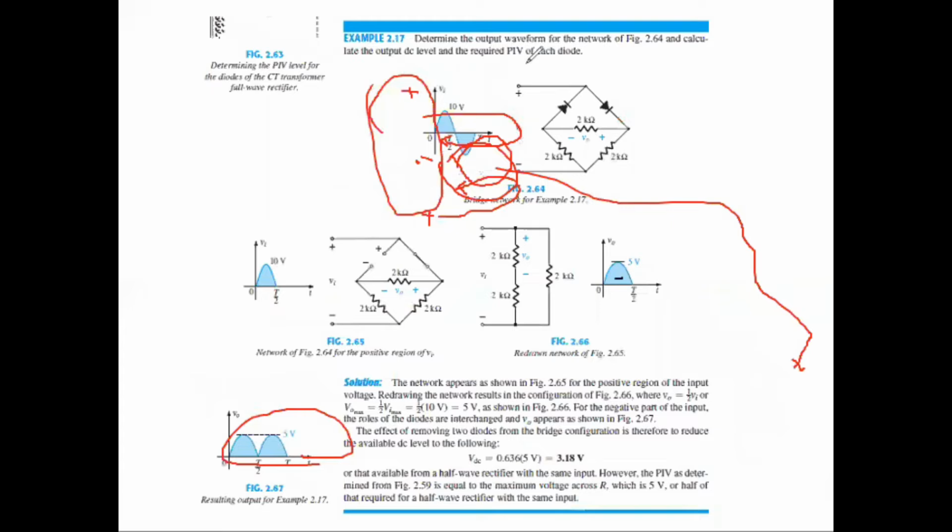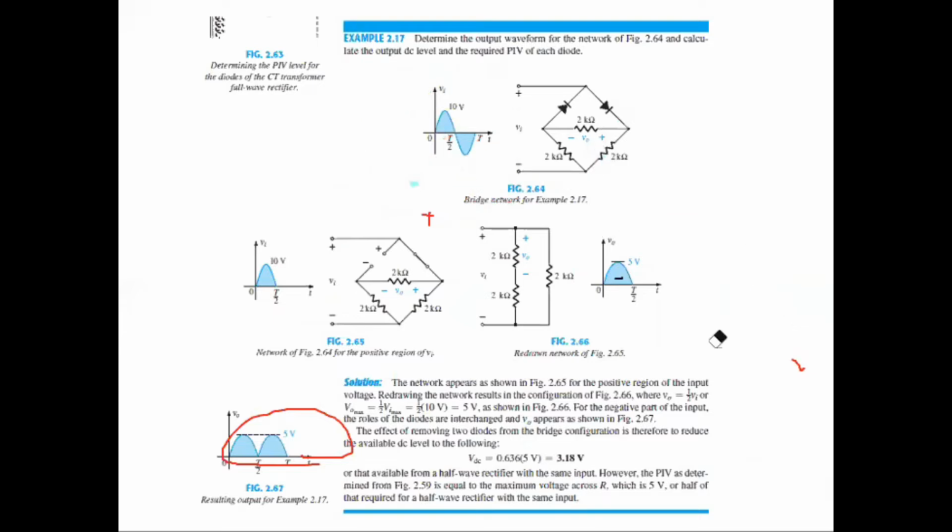This is the circuit, and this is basically a simple question which is asked to find the waveform from these diodes. Please take a look, and if you guys have any difficulty, ask me. What is this asking you to find? Determine the output waveform for the network of figure 2.64 and calculate the output DC level and required PIV for each diode. Okay, you have to find the peak inverse voltage in this scenario.